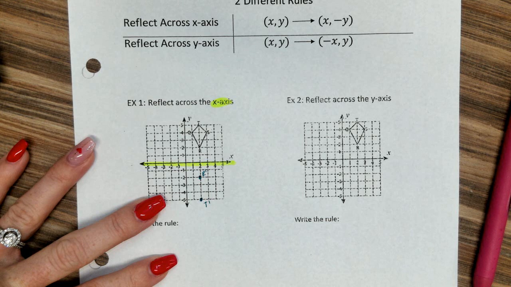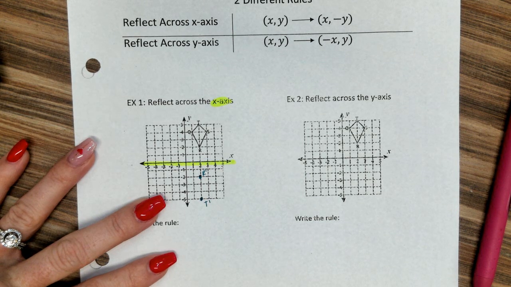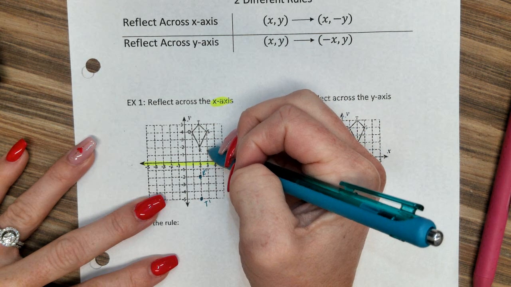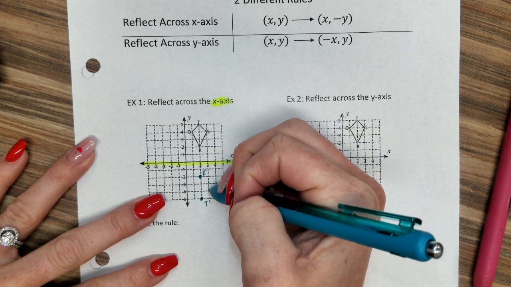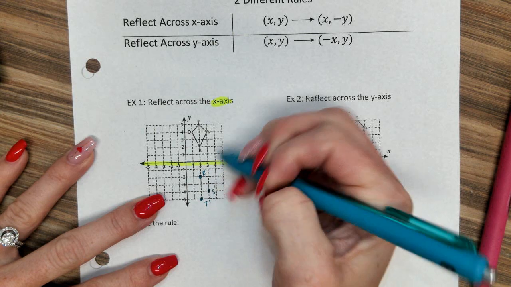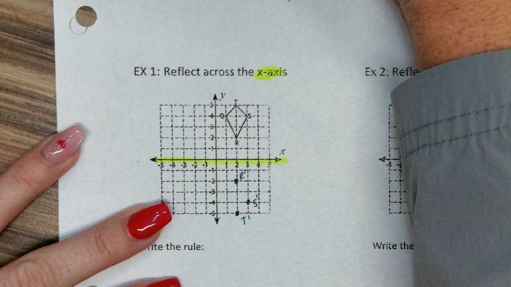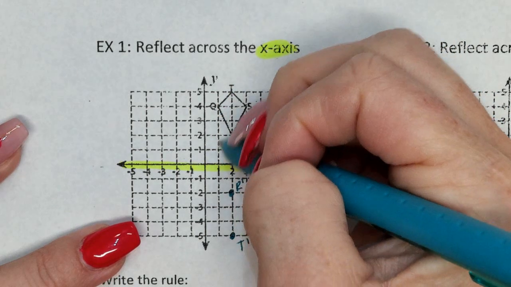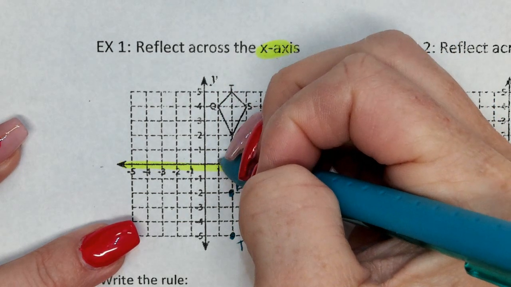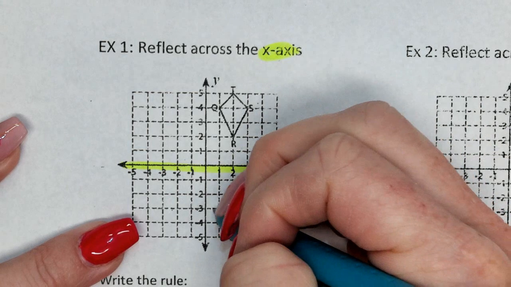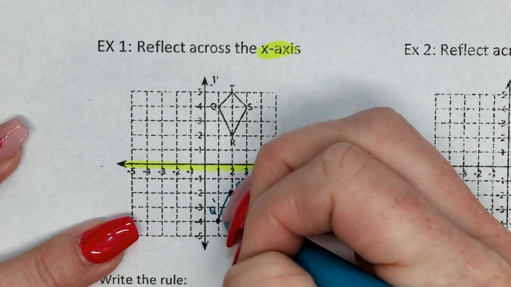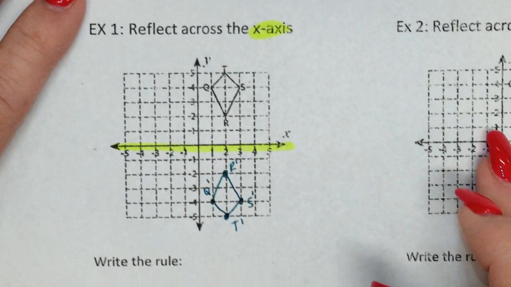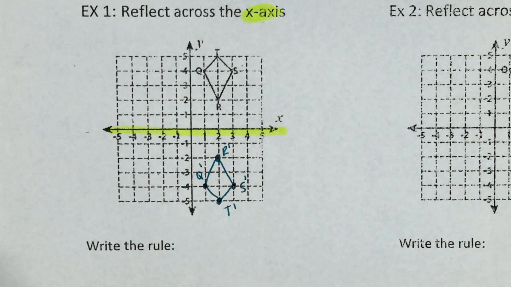I don't see everybody doing it with me. This S right here, it's going to be right here on the x-axis, but instead of being up 4, it's going to be down 4. And this Q right here on the x-axis at 1, instead of being up 4, it's going to be down 4. So that's my new Q. I'm going to connect my dots. And that's how you draw a reflection across the x-axis.